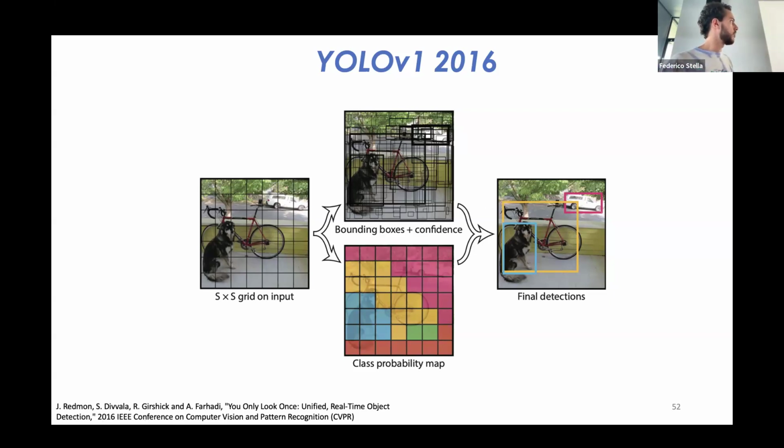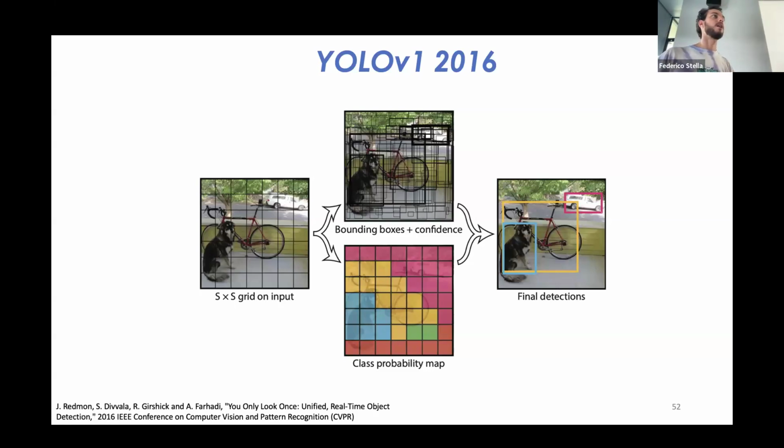And then if one grid cell has 2 boxes and they both have a high confidence, we only keep the one that has the highest confidence. We actually discard the other one. There is a non-maxima suppression here as well. So in the end, we keep these. In this case, it's the van, the bike, and the dog, not the tree.